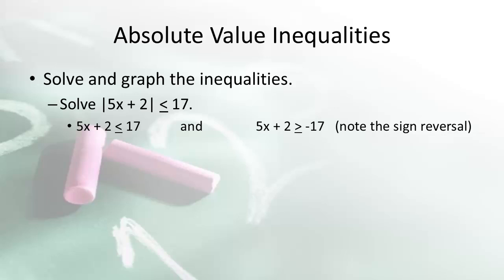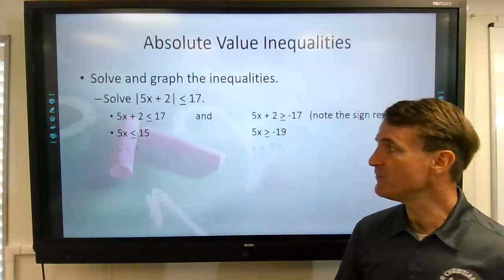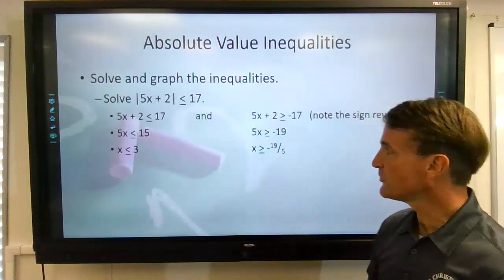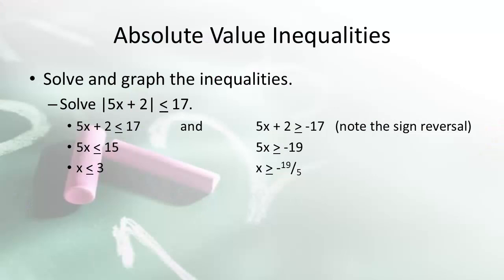Now I can subtract 2 from both sides of both equations. That gives me 5x is less than or equal to 15 on my left. On my right, it gives me 5x is greater than or equal to negative 19. Dividing both equations by 5, that gives me x is less than or equal to 3 and x is greater than or equal to negative 19/5, or negative 3 4/5.